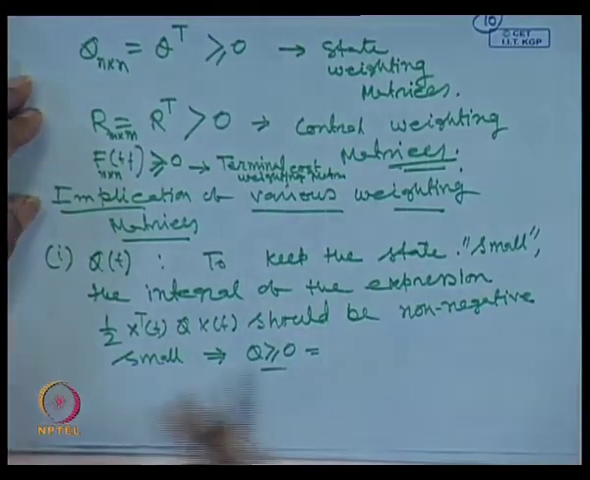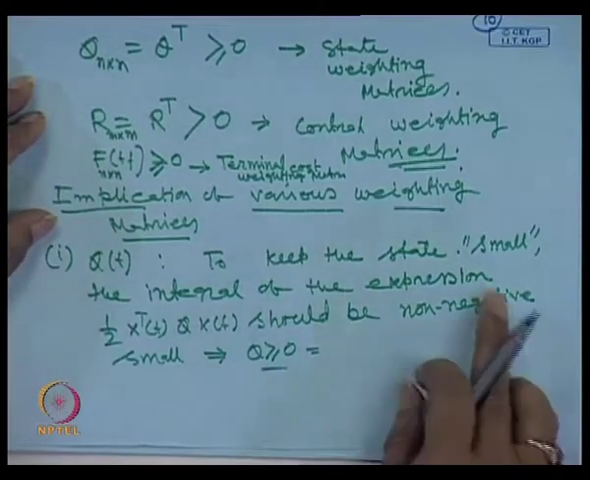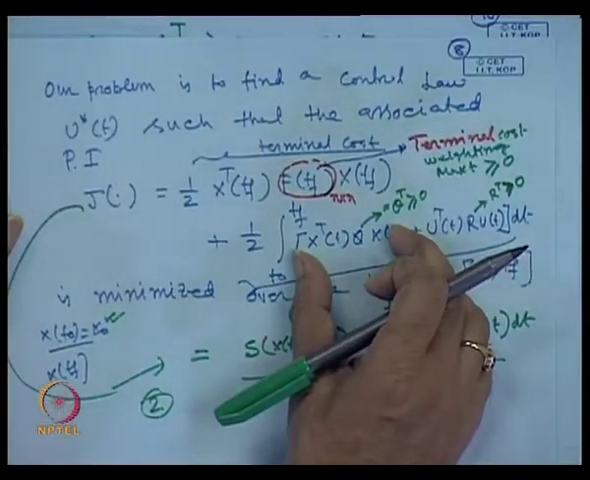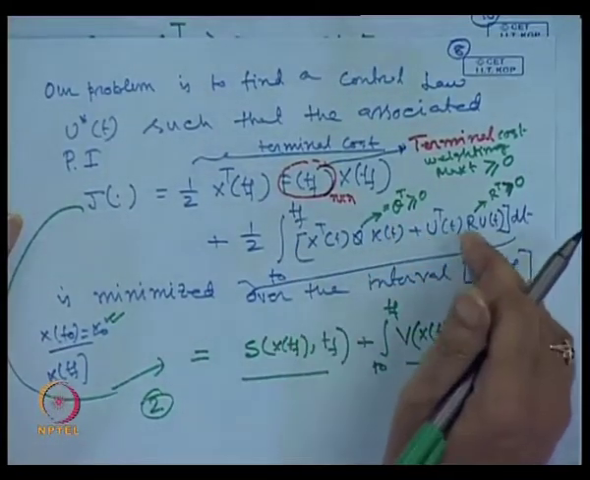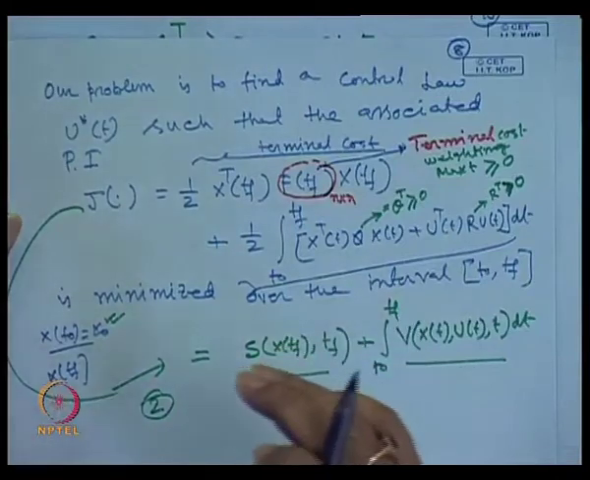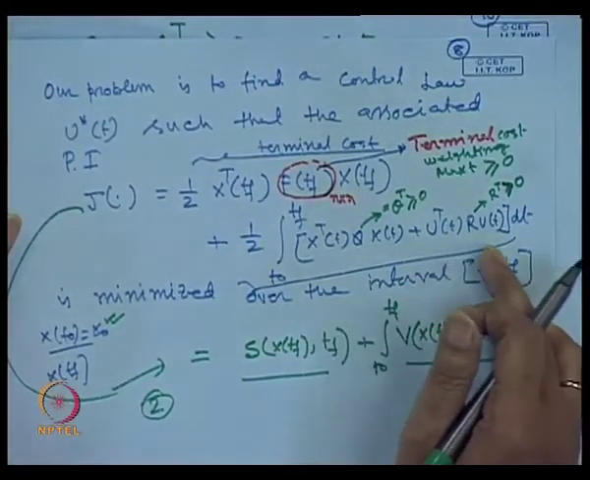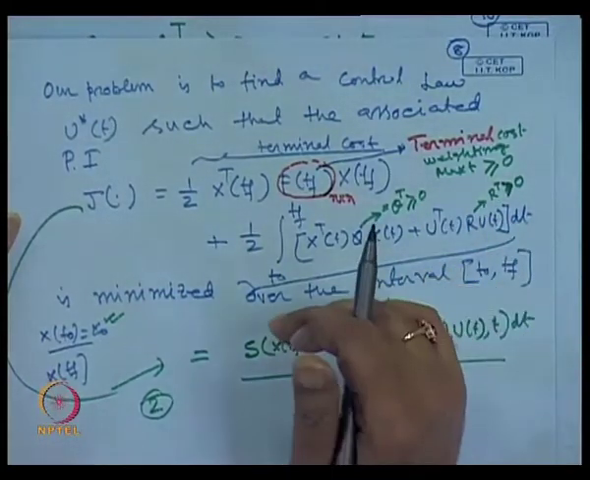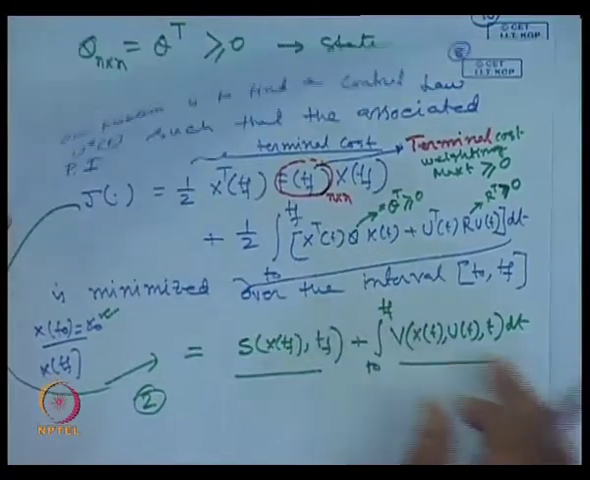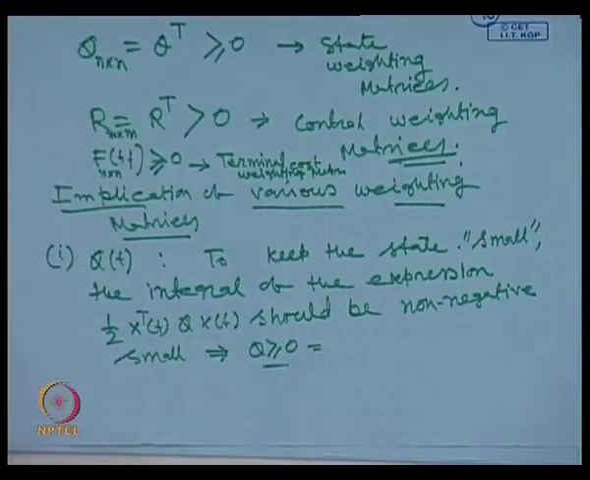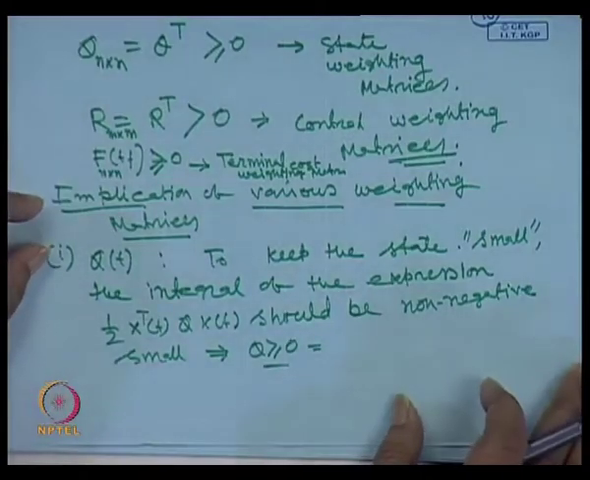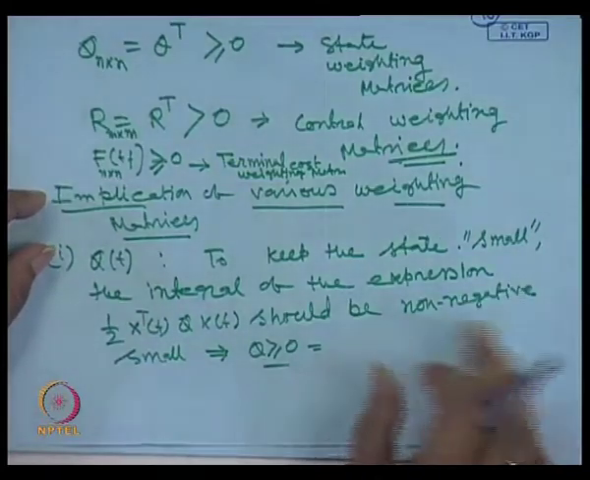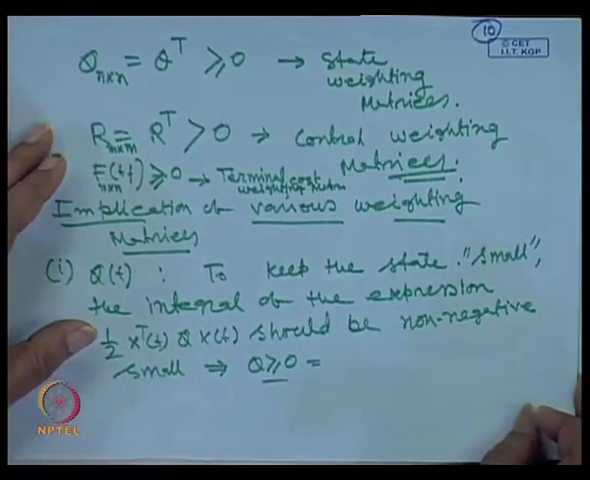So, how can you make this part small? By giving more control effort to the system, the u magnitude, u transpose of u t, should be large, then it will drive the state to a small value. But when you give the control effort large, then what will happen? This control effort is not permissible to act on the system, because it is a physical system. So, we cannot make it too large.